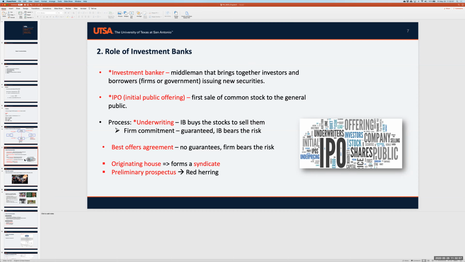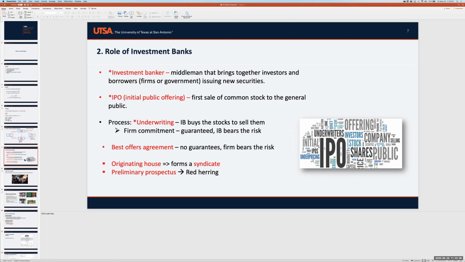An IPO is the initial public offering, which is the process of selling shares to the public, and the definition is the first sale of common stock to the general public. Underwriting is when the investment banker buys the stocks to sell them, and the investment banker bears the risk. In other words, they underwrite the stocks. So they buy the stocks that firms want to sell, and they sell the stocks on behalf of the firm.